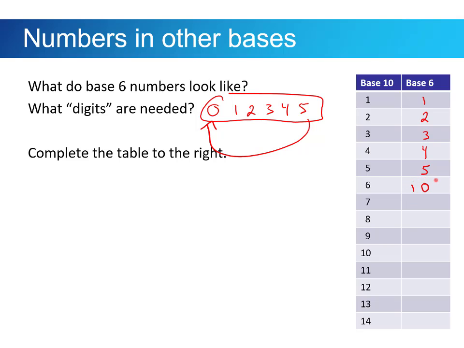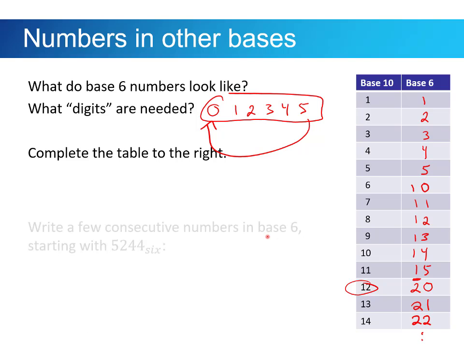Okay, let's keep on going. What comes after 1, 0? How about 1, 1? Then 1, 2, 1, 3, 1, 4, 1, 5. And now the 5, I've gotten to the end of my digits, it wraps around to 0, and the digit to the left increases by 1. So now I'm up to 2, 0. In base 6, 2, 0 is the same thing as our number 12. And then it continues 2, 1, 2, 2, and so on.